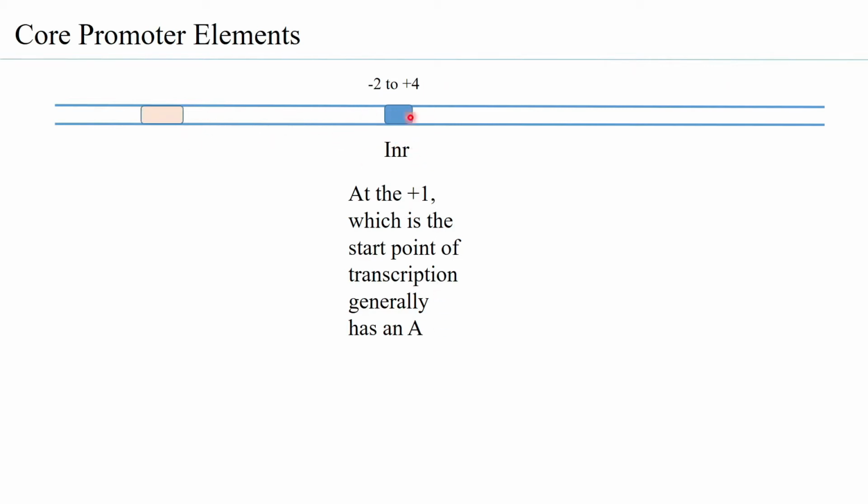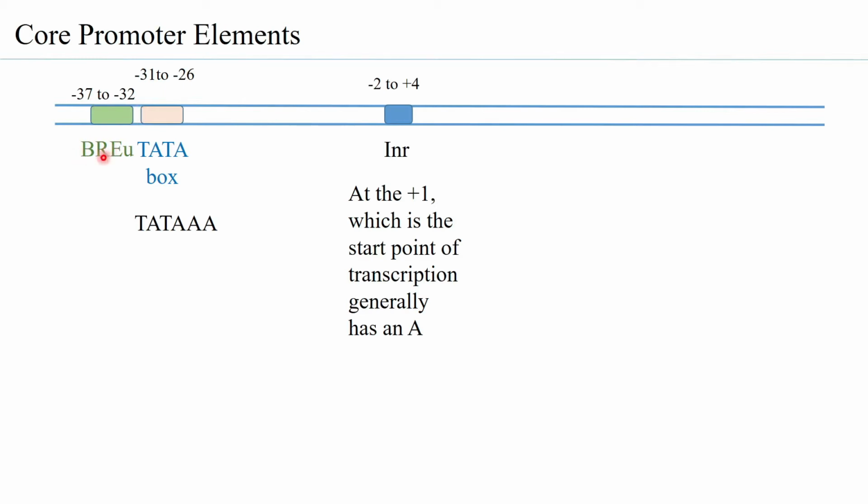Upstream of the start point, which is encompassed by the INR, is another motif called the TATA box, and it is present within the -31 to -26 region upstream. This TATA box is known to have a consensus sequence of TATAAA, which is the reason why it is called the TATA box motif. Again, upstream of the TATA box is another cis element, between -37 to -32, known as the BRE.